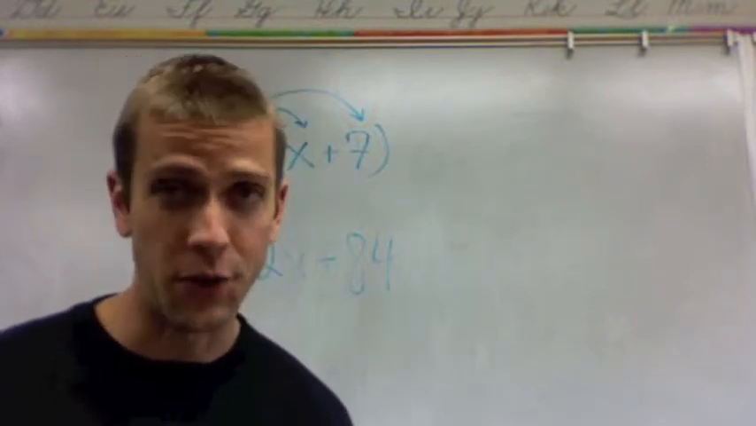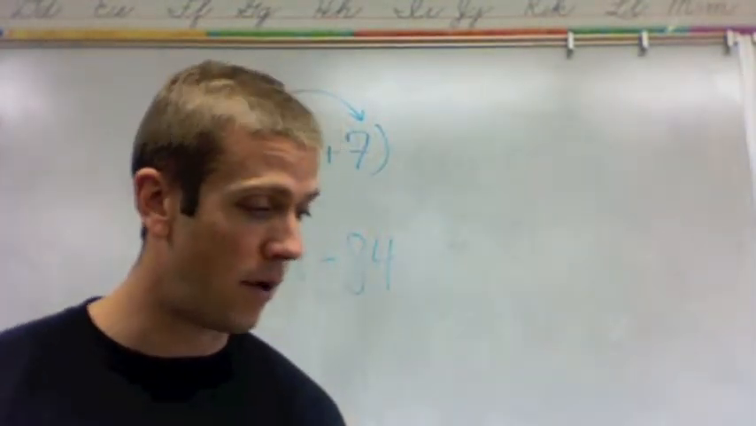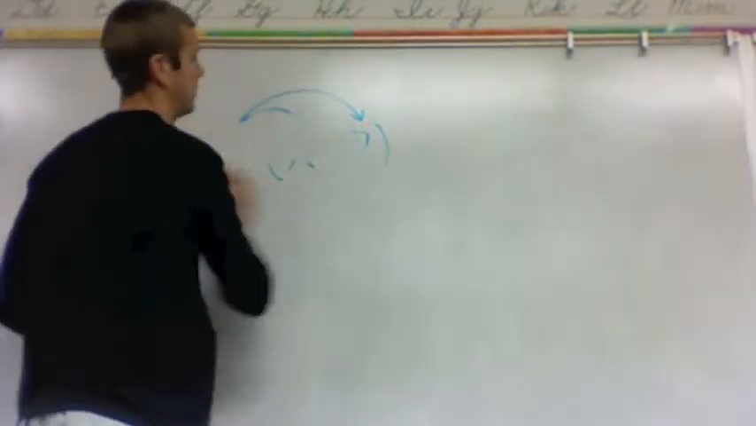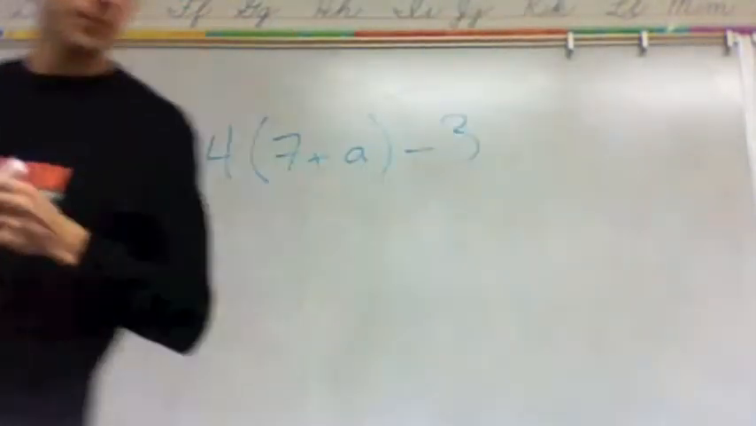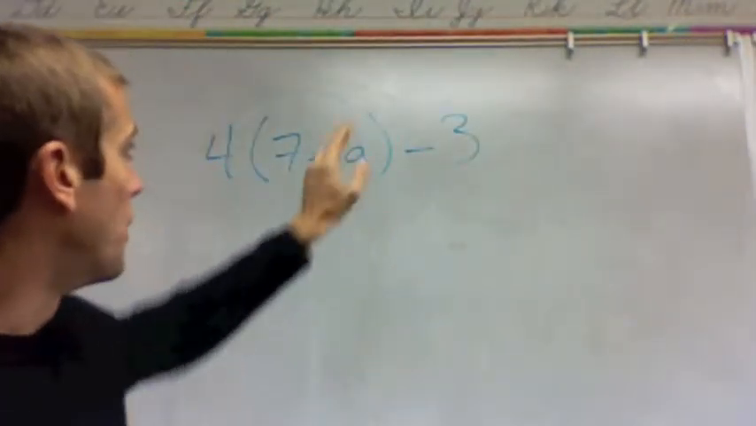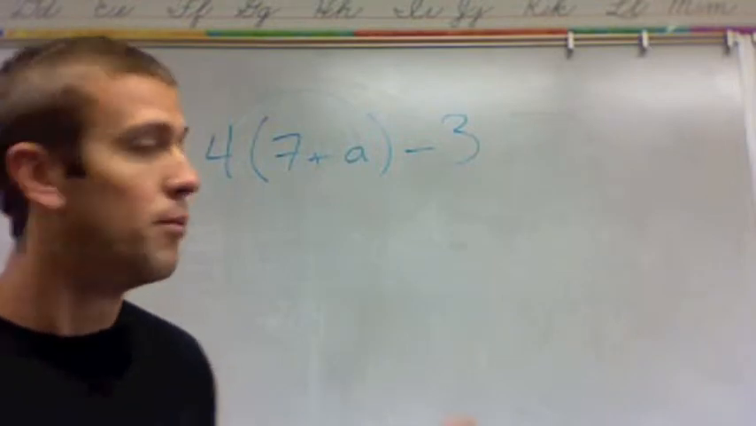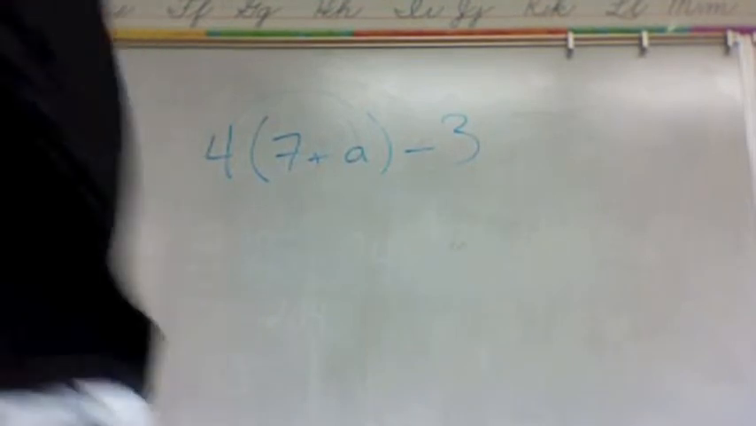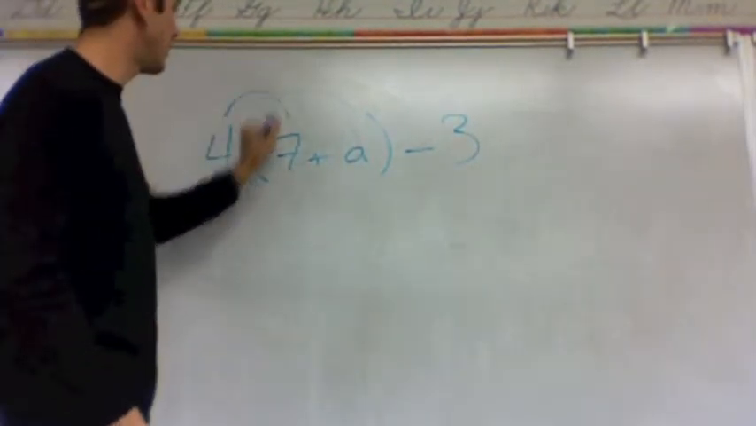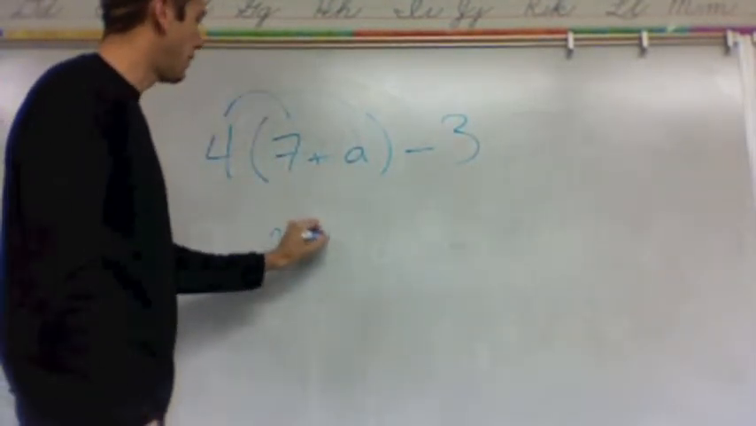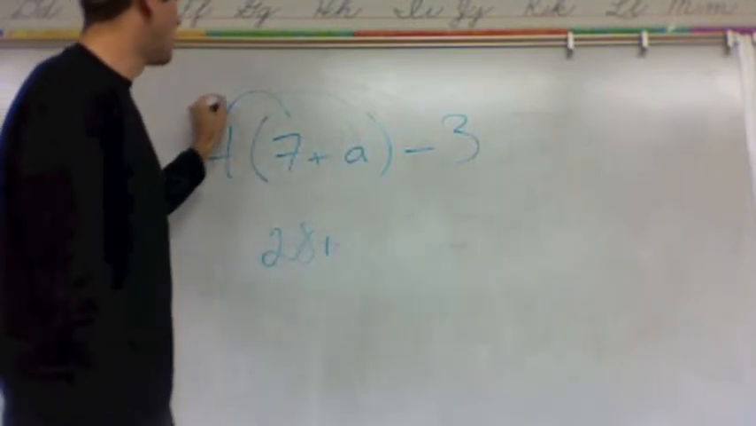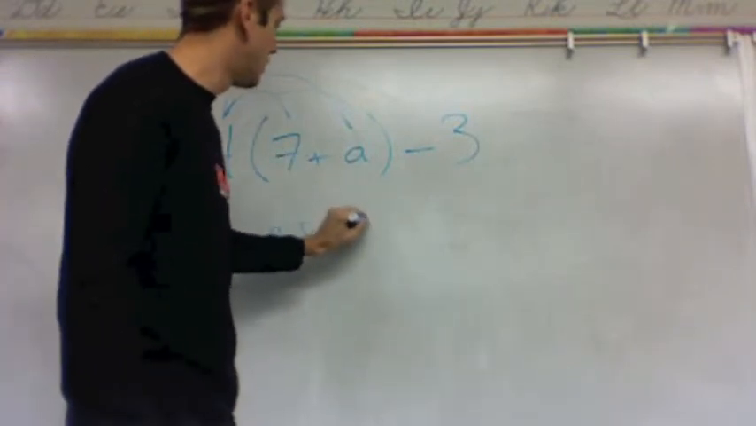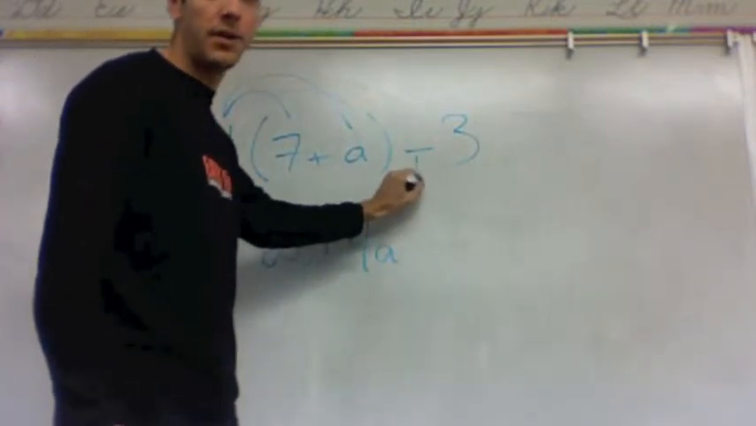Let's take a look at number 2 and then maybe do a couple more. Number 2 says 4 times the quantity 7a minus 3. So distribute. We don't know what a is, but we'll go 4 to the 7 and then 4 to the a. So 4 times 7 is 28. I have an addition symbol. And then 4 times a, we don't know what the a is, so it's just 4a. And then you drop down your minus 3.